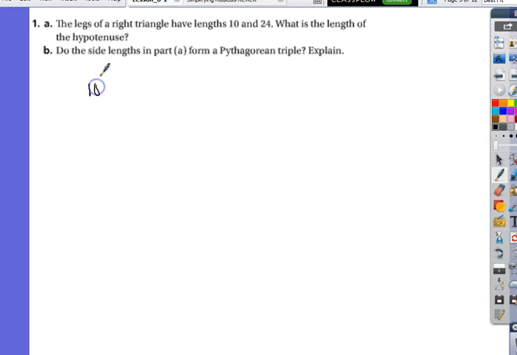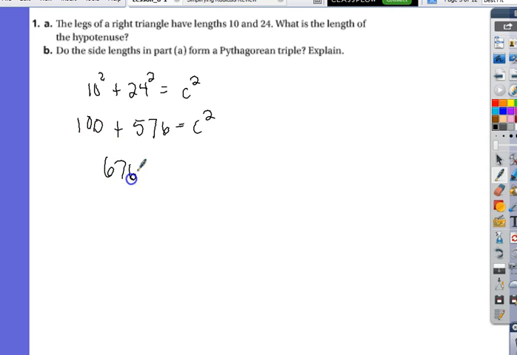10 squared plus 24 squared equals c squared. Work it out, and we get 100 plus 576 equals c squared, and we'll get 676 equals c squared, and then find the square root of 676, and the square root is 26. Oh, so it's a perfect square. Sweet. Everybody okay with that?